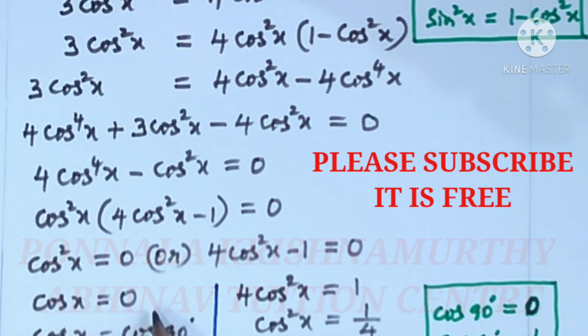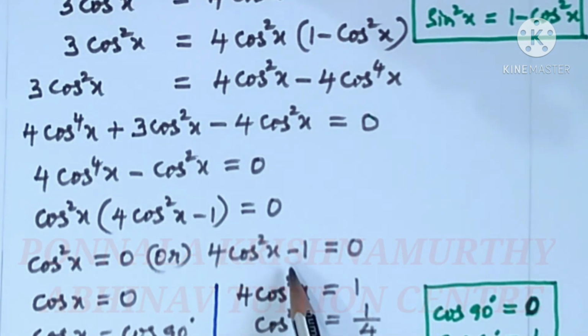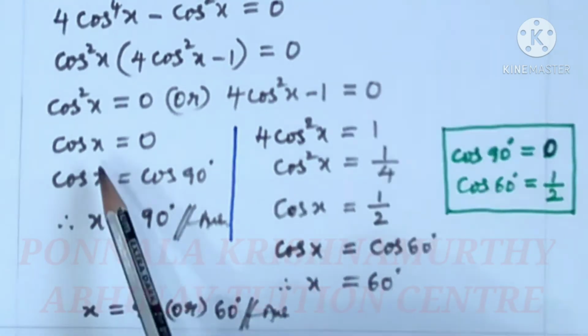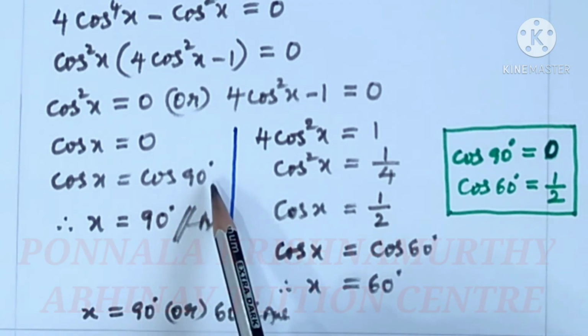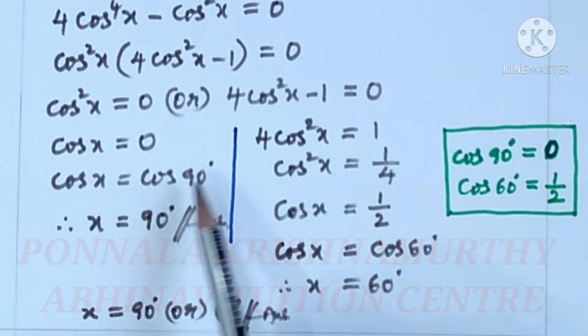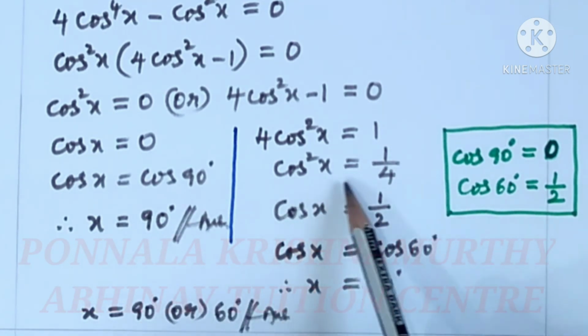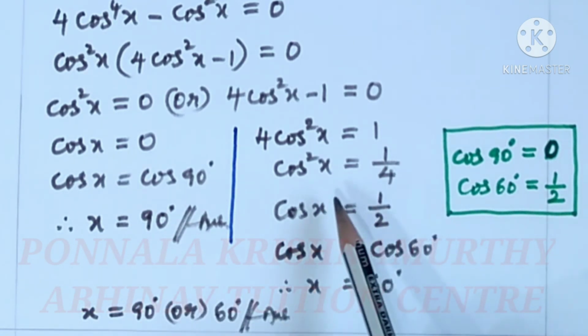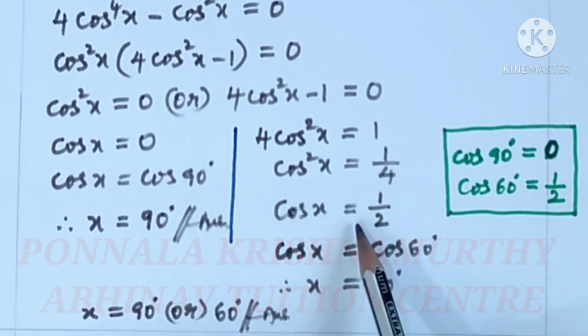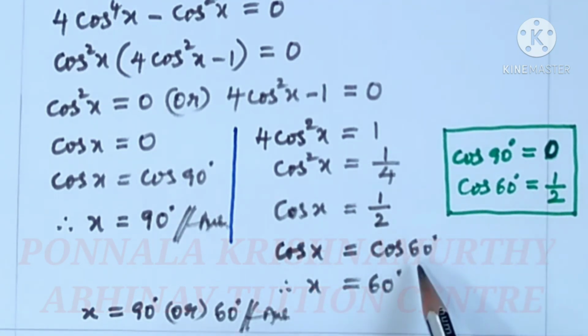Then cos square x is equal to 0, and 4 cos square x is equal to 1. Cos x is equal to cos 90. We have cos 90 equal to 0 here. Then x is equal to 90. Now cos square x is equal to 1 by 4. Square root of this one, cos x is equal to 1 by 2. Cos x is nothing but cos 60, since cos 60 is 1 by 2. Now x is equal to 60. x is equal to 90 degrees or x is equal to 60 degrees. Answer.